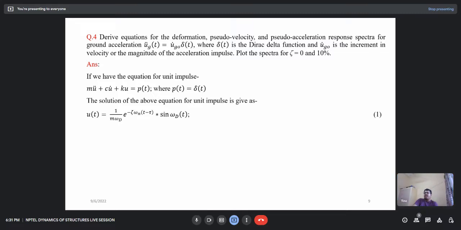Yes, sir. Okay, so this is the solution for the unit impulse. Now if you have an equation of motion like this, m u double dot plus c u dot plus k u equal to p(t), where p(t) is given as minus m ug double dot, and ug double dot is given as ug dot naught into delta of t.